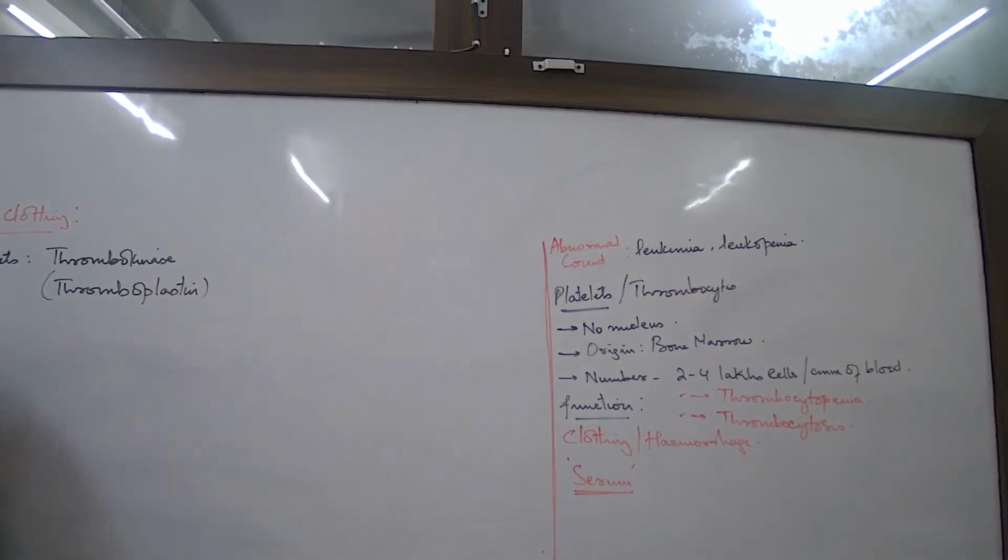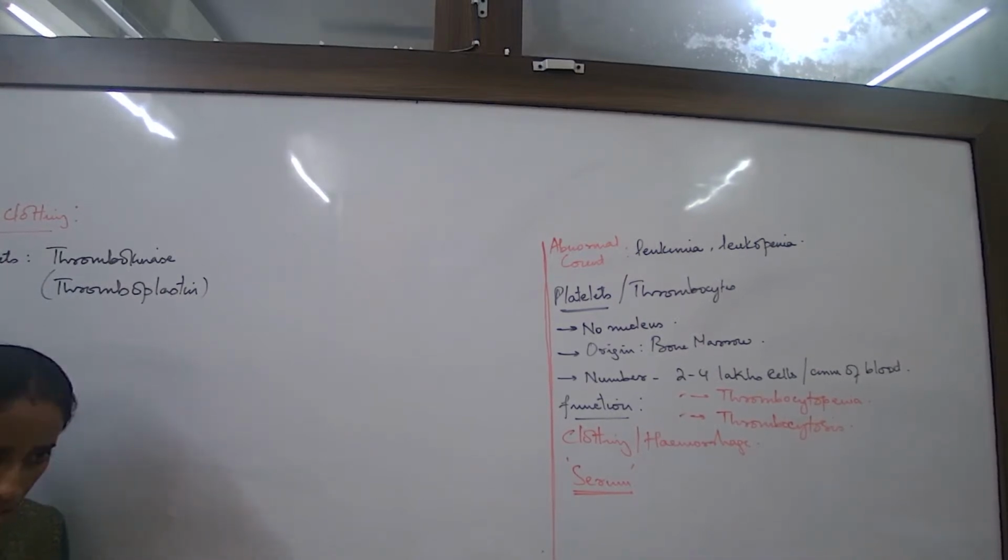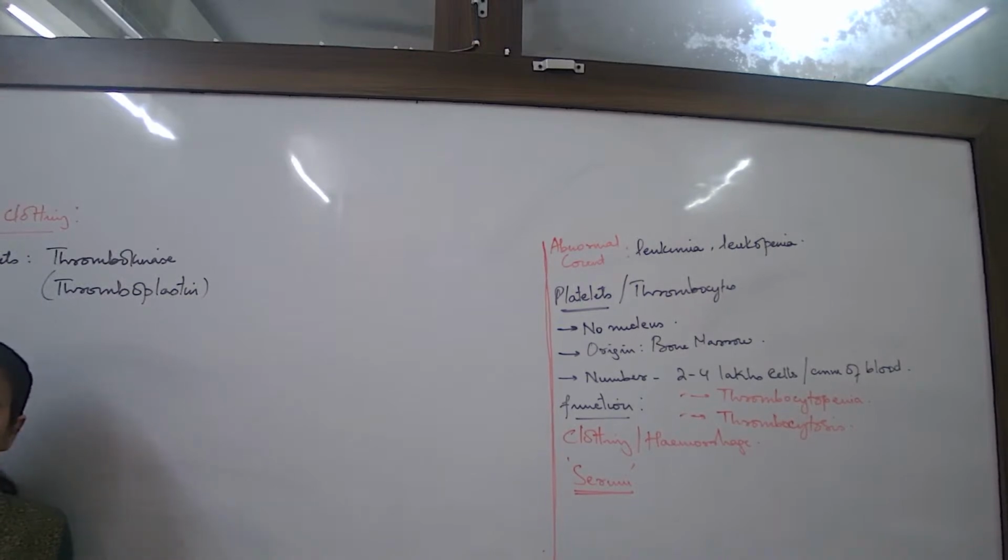So where is this release happening? When the platelets are inside the bloodstream, are they releasing this enzyme? No. When the bloodstream is torn and there's an injury, at that time the platelets start releasing this enzyme. Now that we are talking about thromboplastin or thrombokinase, first of all, let me show you this.